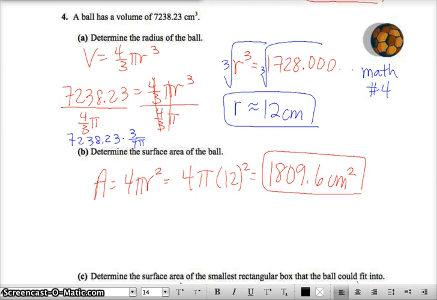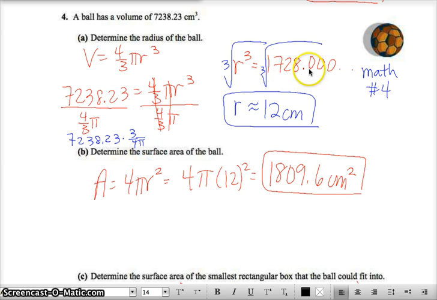Okay, welcome back. Number 4, I give you the volume of the ball, and I tell you the volume is 7,238.23 centimeters cubed, and we have to find the radius. Well, we know the formula for the volume is 4/3 pi r cubed, so we set 7,238.23 equal to 4/3 pi r cubed. To get rid of 4/3 pi, we would divide each side by 4/3 pi. Well, dividing by a fraction is the same thing as multiplying by its reciprocal, so we would multiply this number by 3 and then divide it by 4 pi.